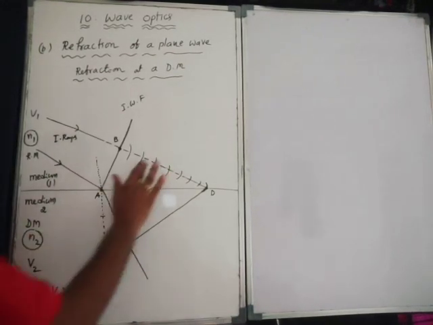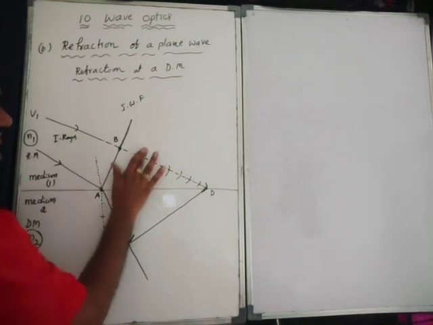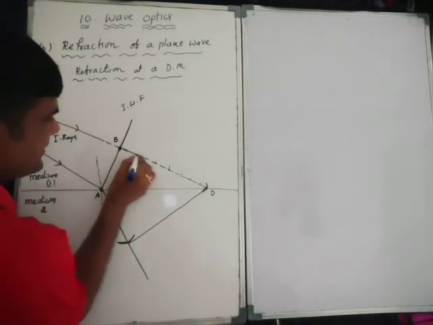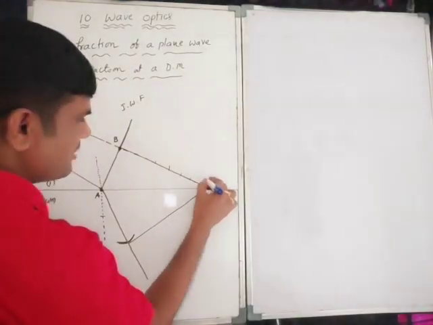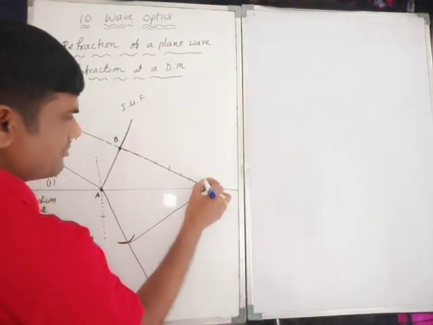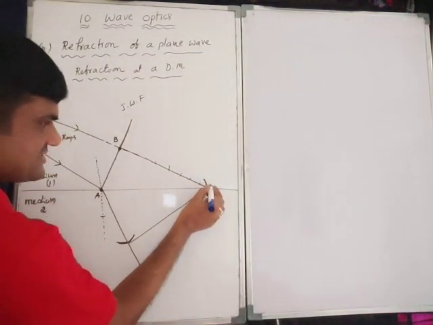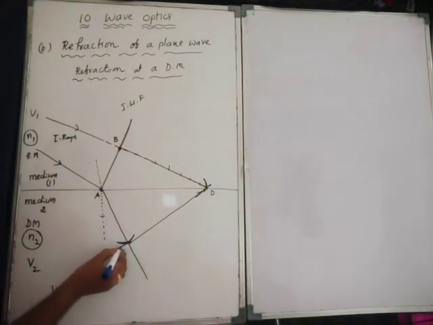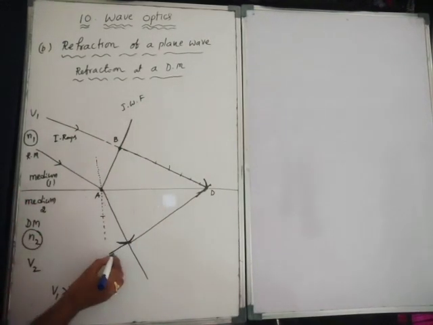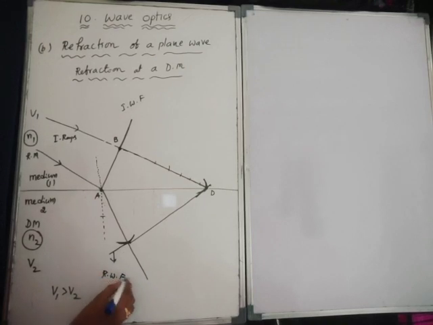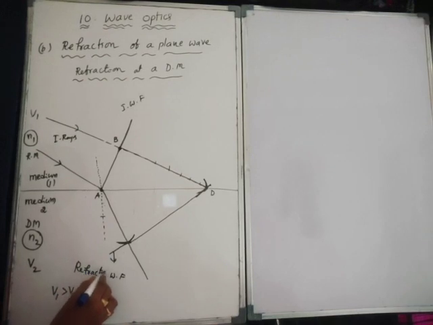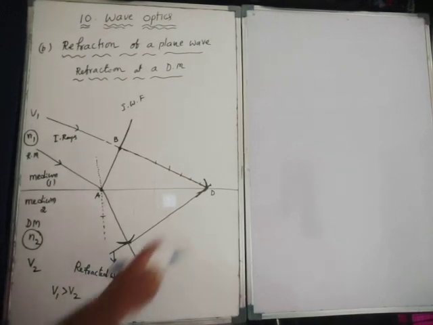Now these wavelets I can remove. So then what happened? This is the incident ray. The incident ray is perpendicular to the secondary wavelet. So this is a common tangent. Now this is the incident wavefront, and this becomes the refracted wavefront. Not a reflected wavefront, this is refracted. Refracted wavefront.